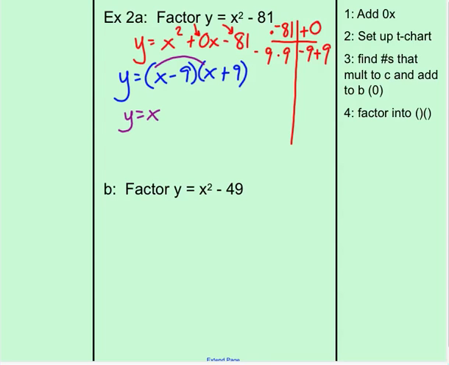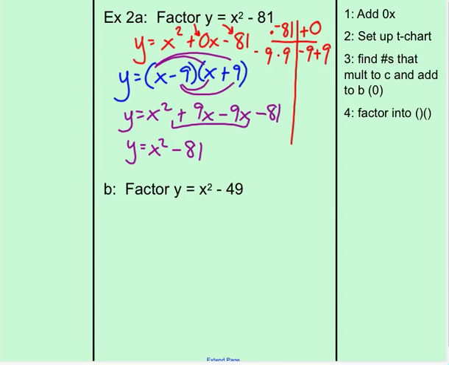X times x is x squared. X times 9 is 9x. Negative 9 times x is negative 9x. And negative 9 times 9 is negative 81. Combining our like terms, a positive 9 and a negative 9 cancel each other out. We get x squared minus 81. So here is our solution.